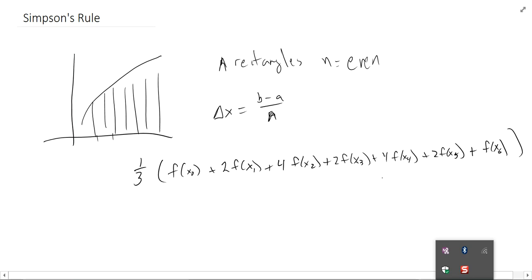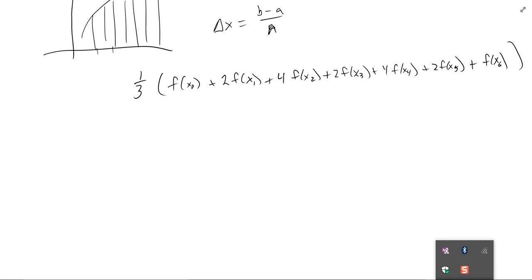So this is using n equals 6 here. But you're going to alternate back and forth 2, 4, 2, 4, 2, 4. The very first term you use once, the very last term you use once, and you alternate back and forth 2, 4, 2, 4. And you should always end with a 2 f of x n minus 1, and then plus f of x n when you're done.